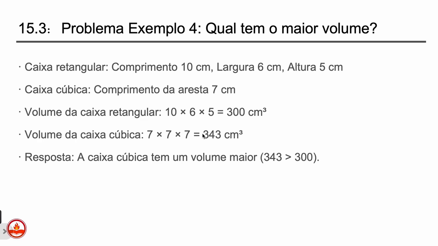And box B is a cube. It is 7 times 7 times 7. The answer is 343 cubic centimeter. So we know the answer now. The cube has more volume because 343 cubic centimeter is bigger than 300 cubic centimeter.